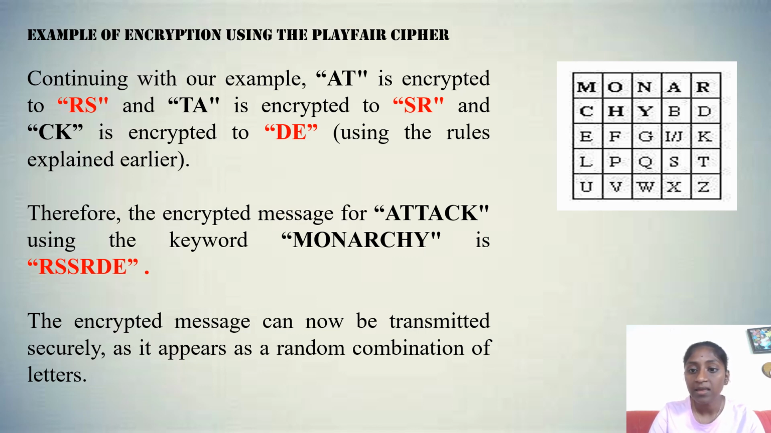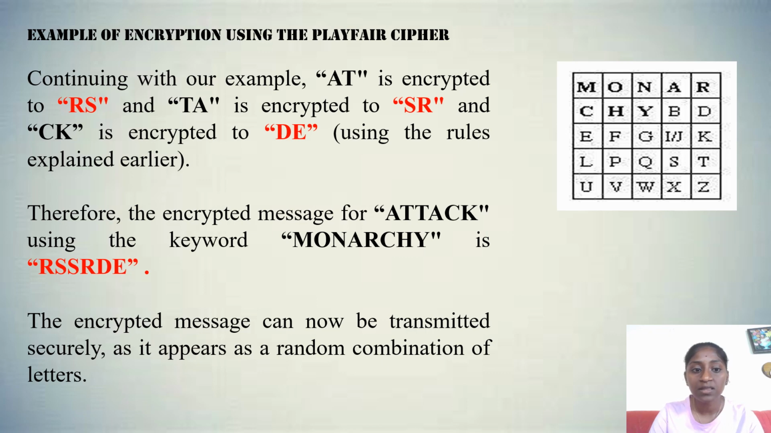Next comes TA. T and A. Even here we have to form a rectangle. Here A is swapped with R and T is swapped with S. Thereby SR. And then comes CK. C is present here and the letter K is present here. Even here we need to form a rectangle. C is swapped with D and K is swapped with E. Even this follows the 5th rule.